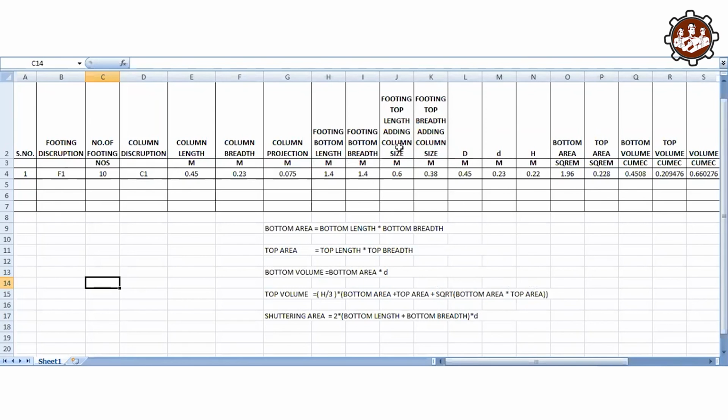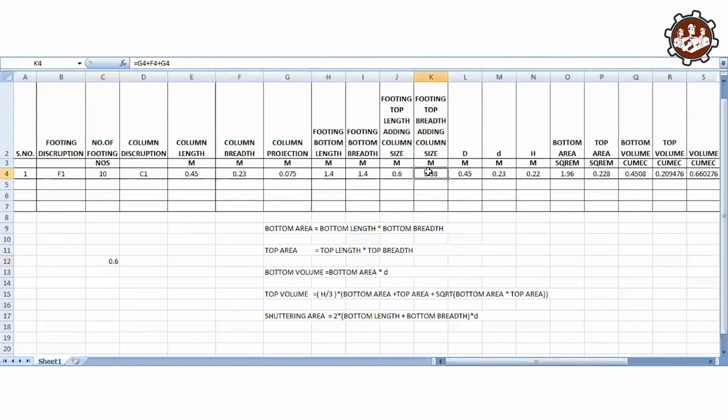This is the footing top length. Okay, that is 0.6 meter, that is not given in the drawing, we calculate. See here how to calculate this footing top length. Okay, column length 0.45 meter, that is given here, then we add projection 75 mm, 0.075, then we again add 75 mm, 0.075, so that's our 0.6 meter. Okay, so this is the footing top length, 0.6 meter.